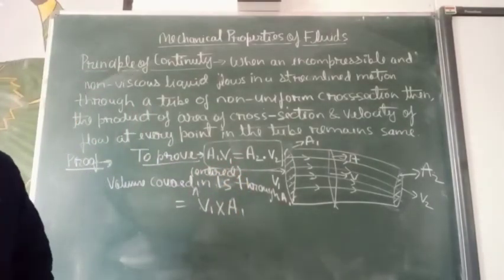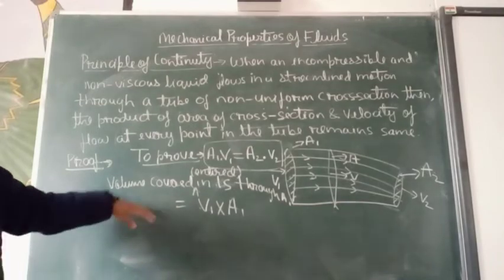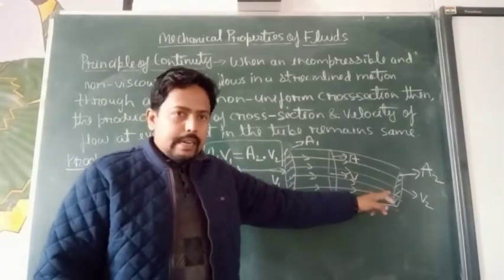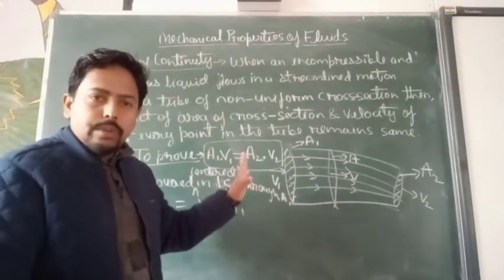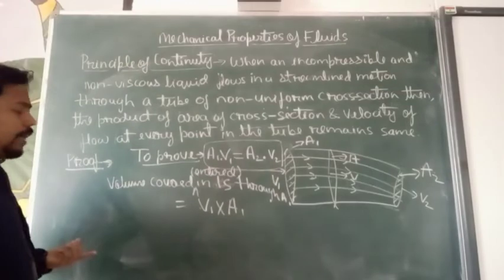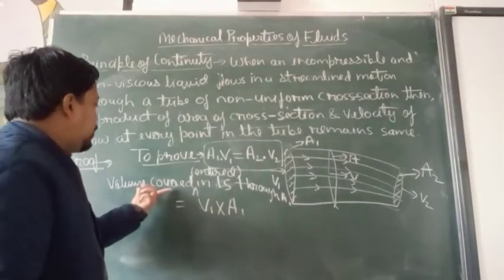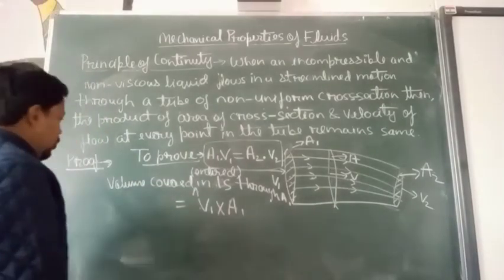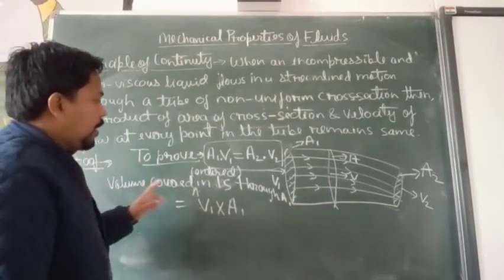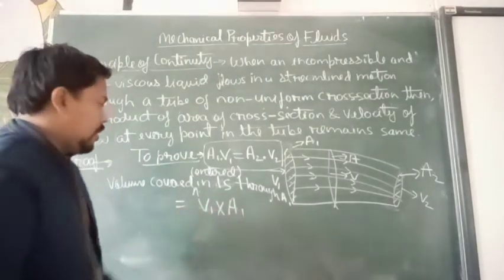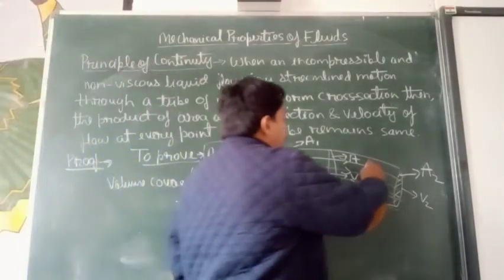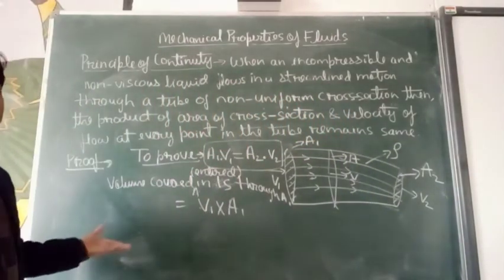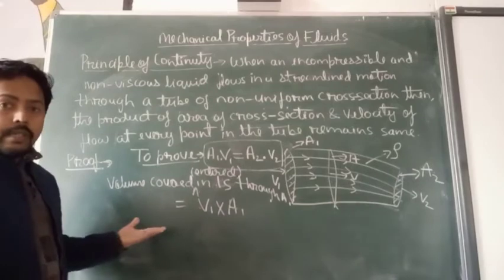Similarly, the volume which will be taken out through the other area in 1 second will be v2 into a2, in the same way. But before that, let us calculate the mass of this much volume, the amount of liquid passing in 1 second. If I consider that the liquid has a density of rho, then density into volume is mass only.